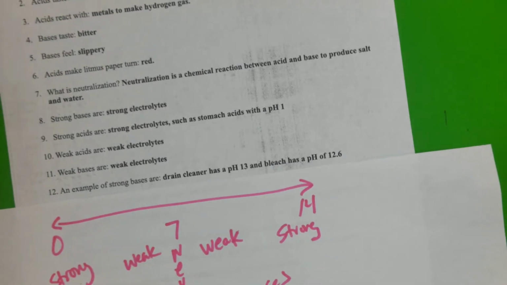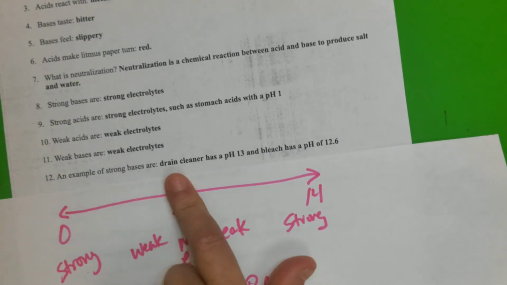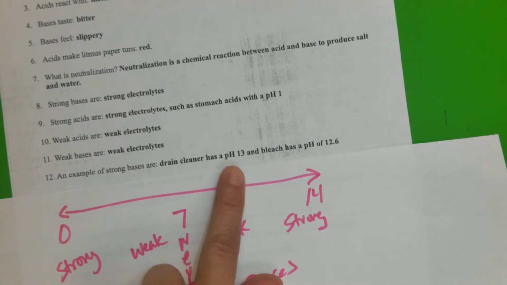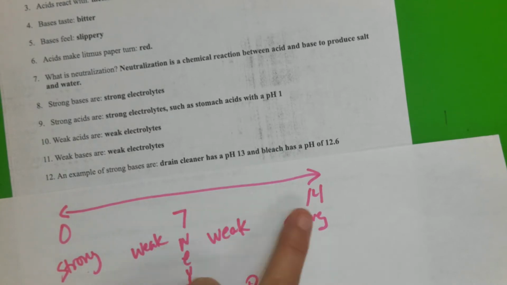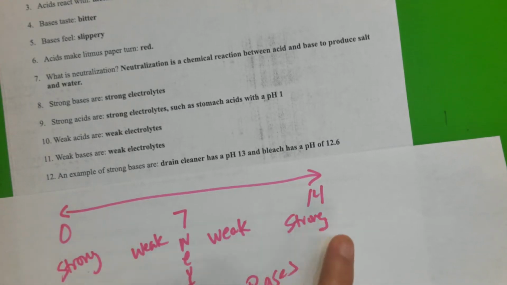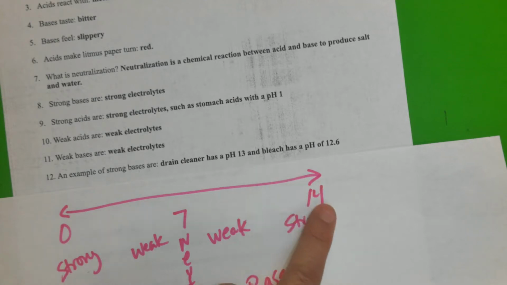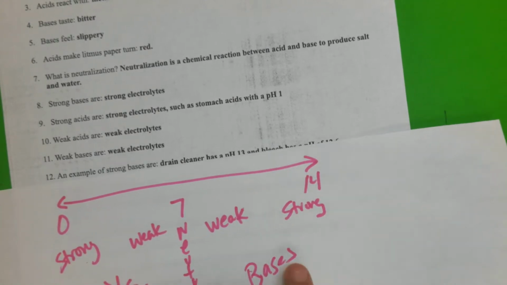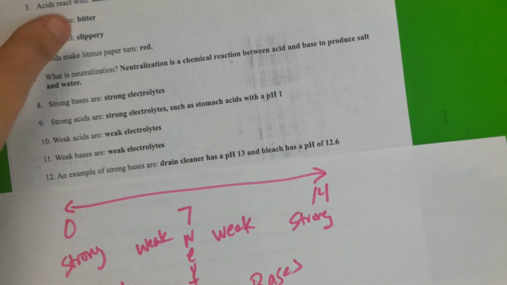An example of a strong base, and I should have put it here, is drain cleaner. It has a pH of 13. You see how it's close to 14. So these are your strong bases. Another one is bleach. It has a pH of 12.6, so that's a strong base as well.